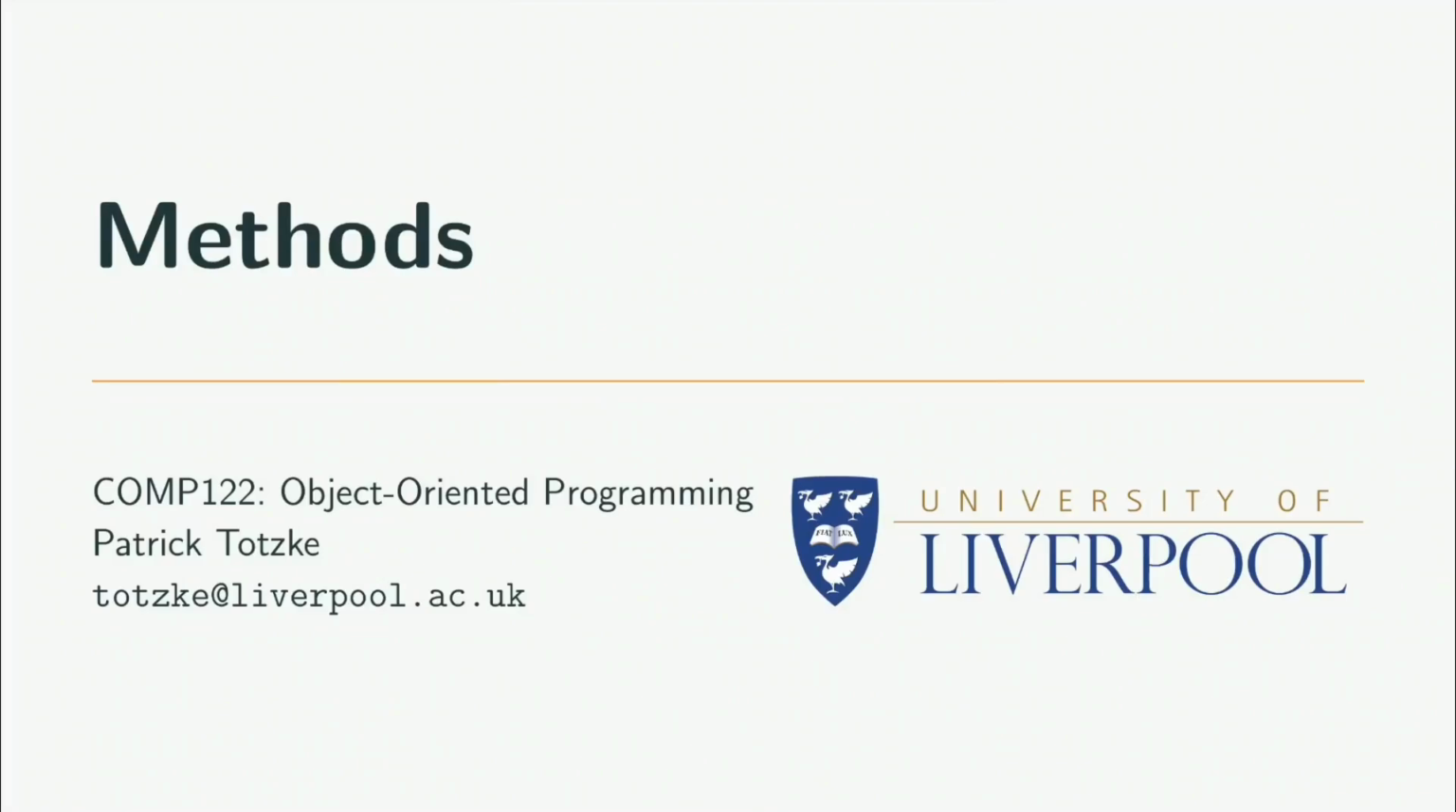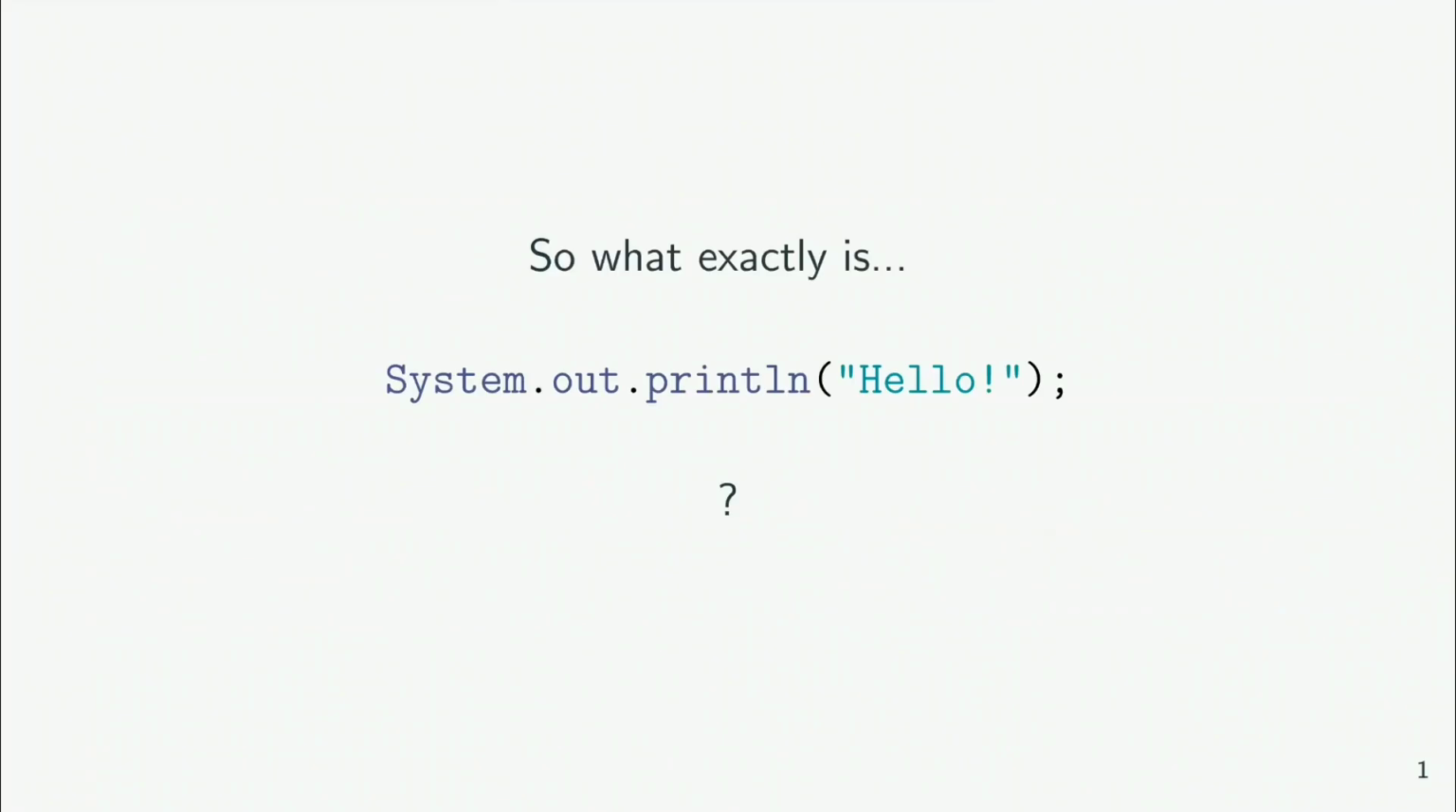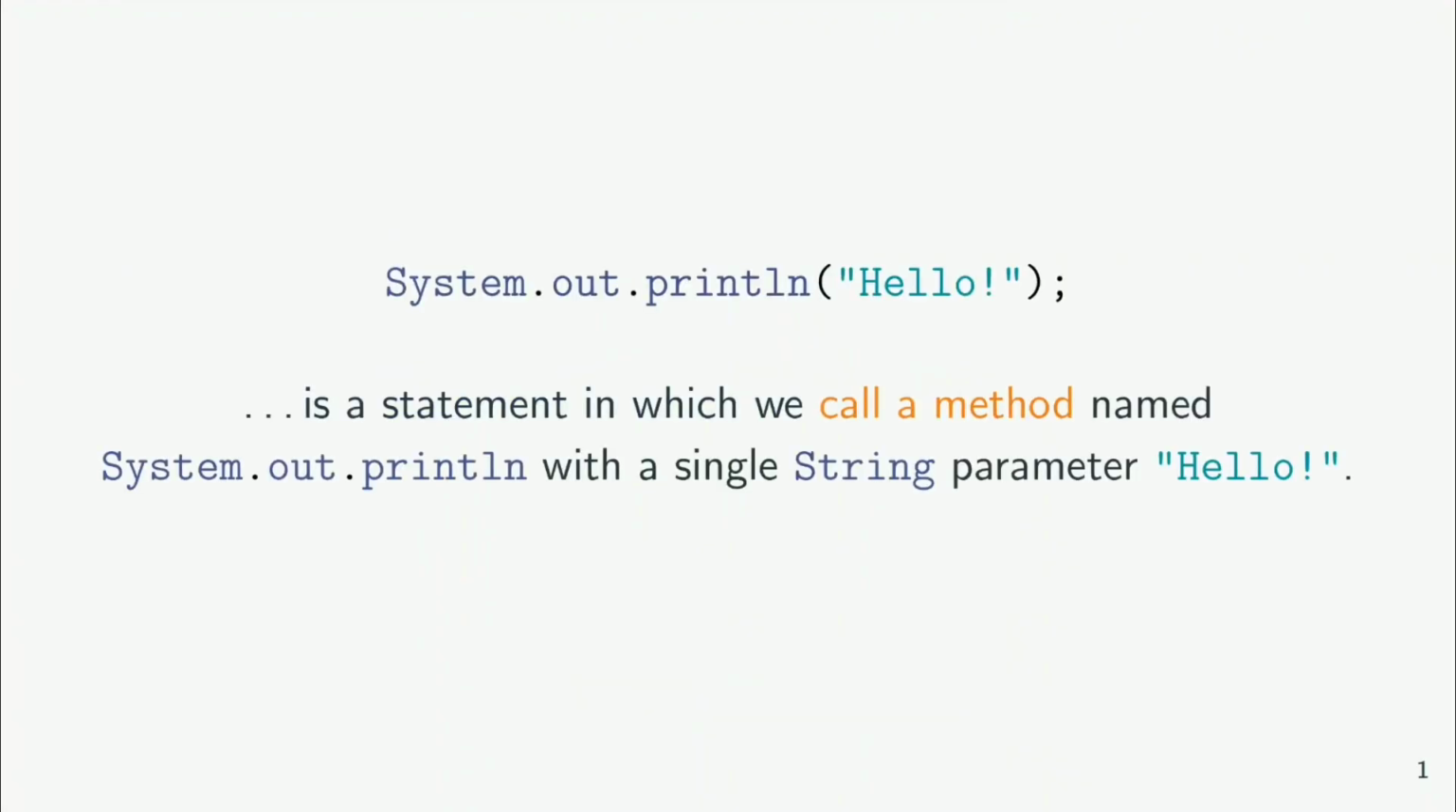Let's have a quick look at functions, or methods as they are called in Java. You've seen this statement quite a bit before, System.out.println, but what exactly is it? Well, it's a statement in which we call a method named System.out.println with a single string parameter.